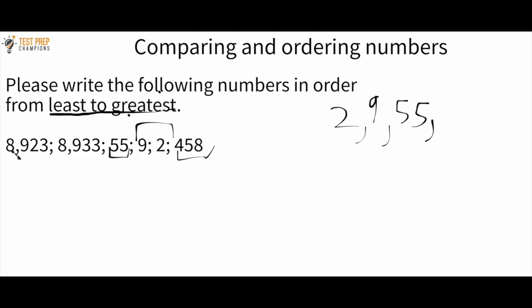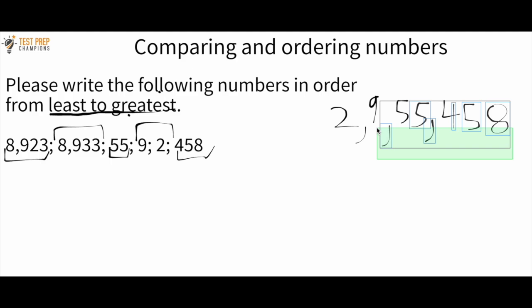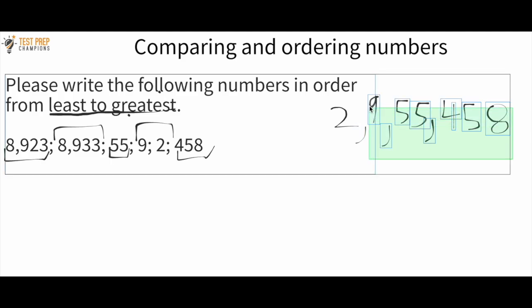So now we've got one number that has 3 digits, this 458, and we've got 2 numbers that both have 4 digits. So again, I'm going to put 458 here because it's a smaller number than the numbers that have 4 digits. So now what we really want to do is decide which number is bigger, 8,923 or 8,933.